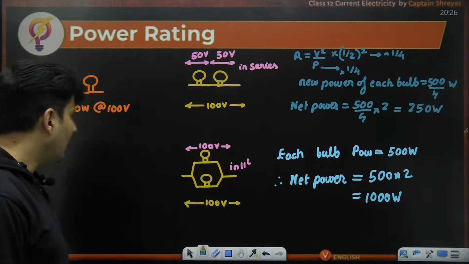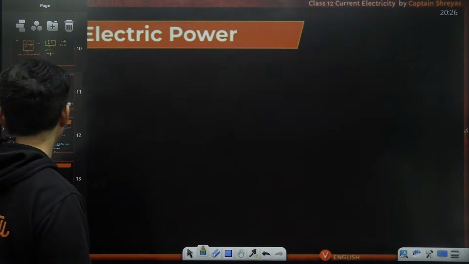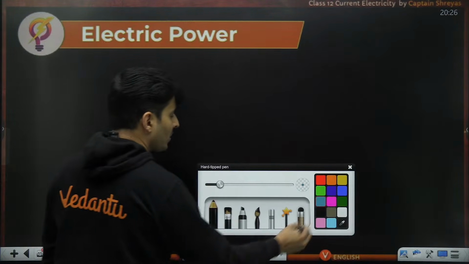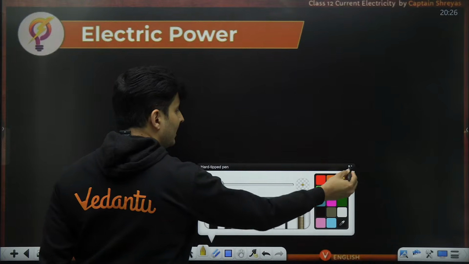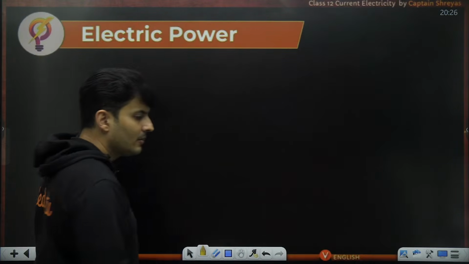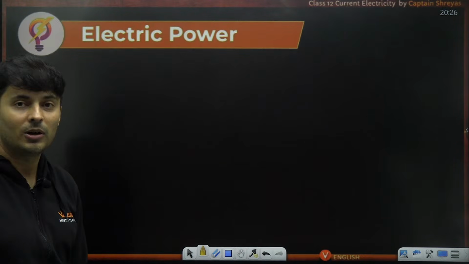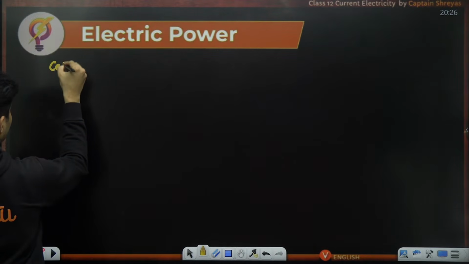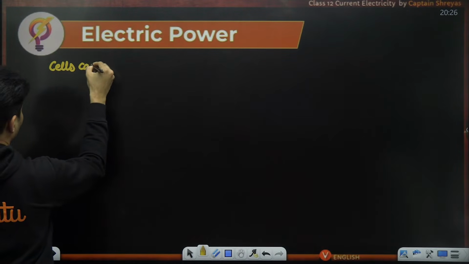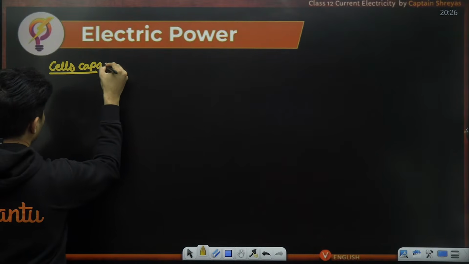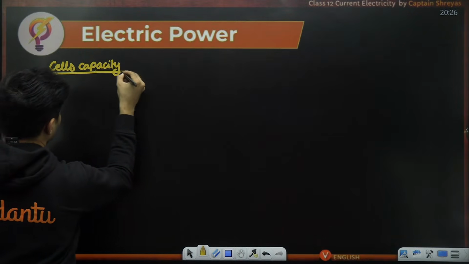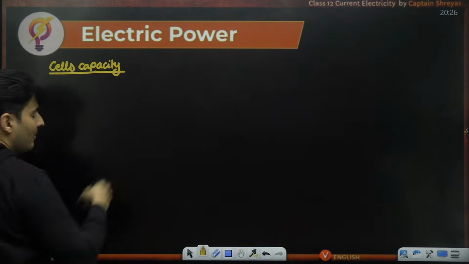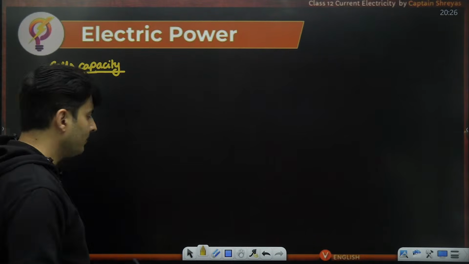Cool. Shall we now go to some questions? And before going to questions, one last thing over here. You might have seen in the cell, they give something called milliampere hour and all of that. So this is also a very important thing. Usually in cells, the cell capacity is usually given in the units of ampere hour, or basically current into time.